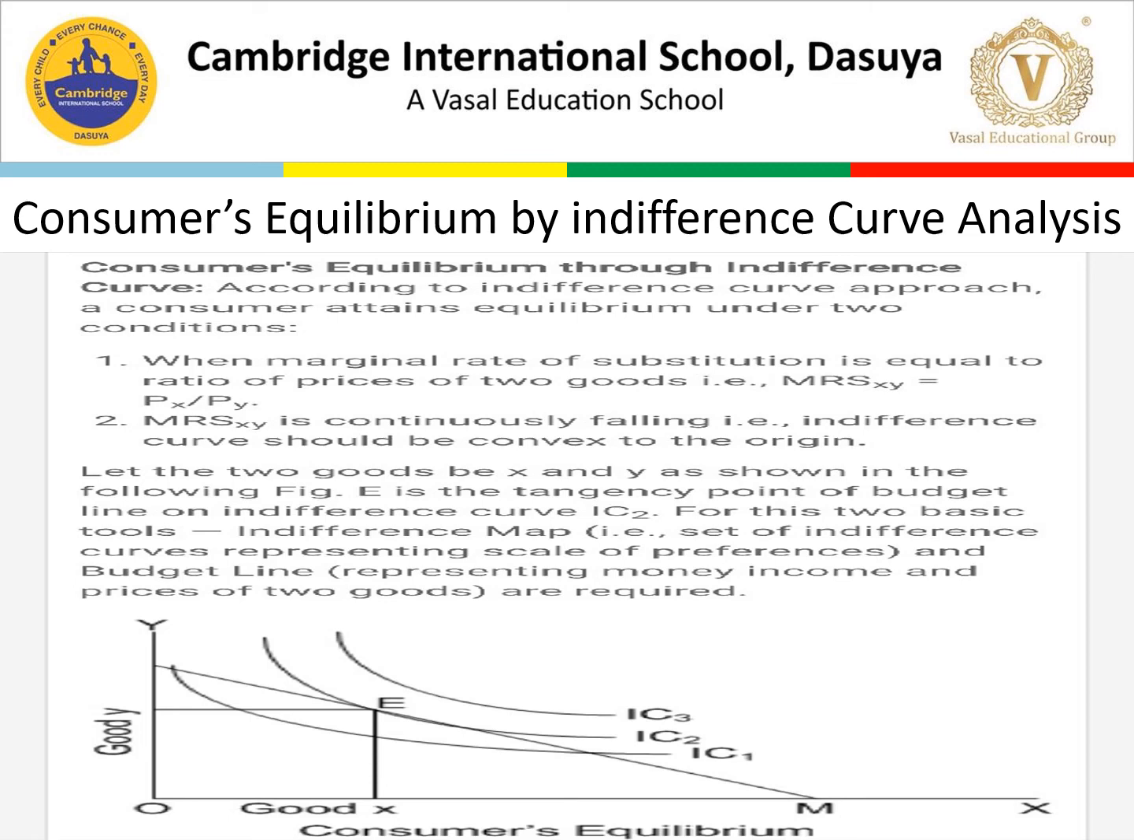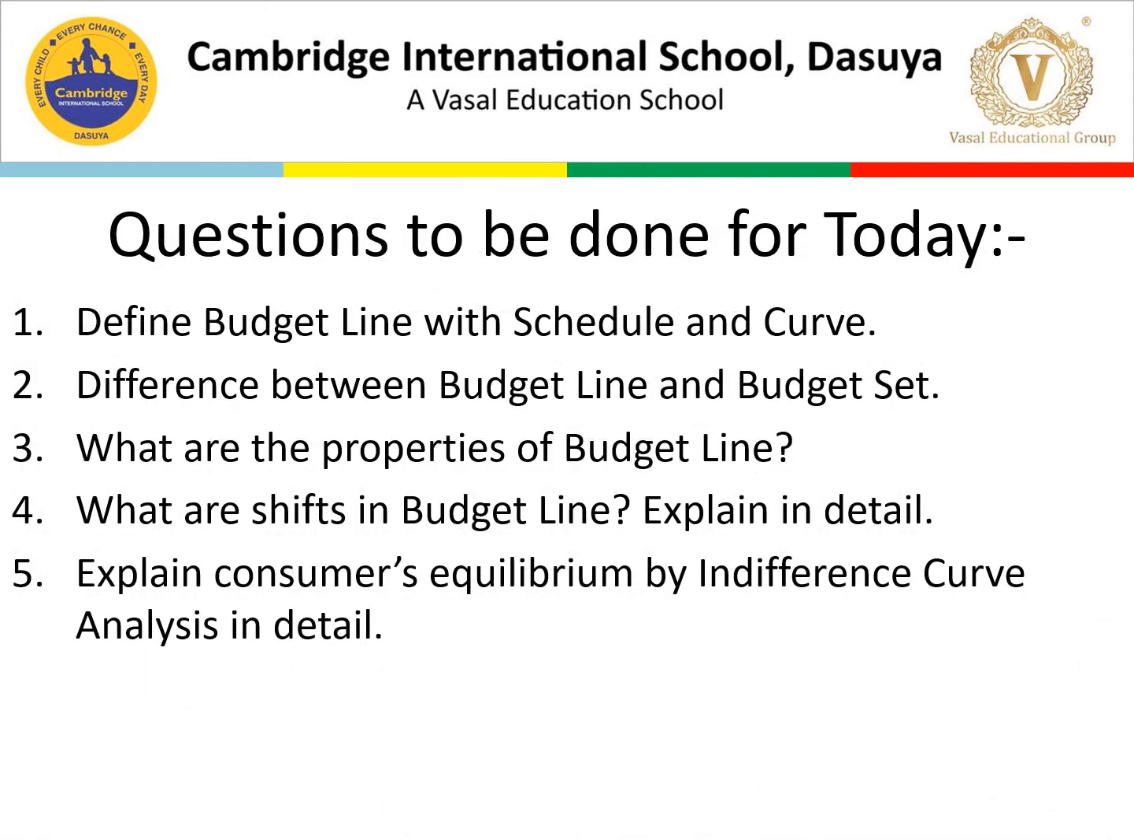Fine. Next we have the questions for today. First is define budget line with schedule and curve. We have already discussed that. Then the question is the difference between budget line and budget set. You can add more points if you're getting them from any other book. What are the properties of budget line? You have to explain two properties of budget line. Then what are the shifts in budget line? You can explain that one also in detail. Then in the last, explain consumer's equilibrium by indifference curve analysis. You can read more if you want from your book.